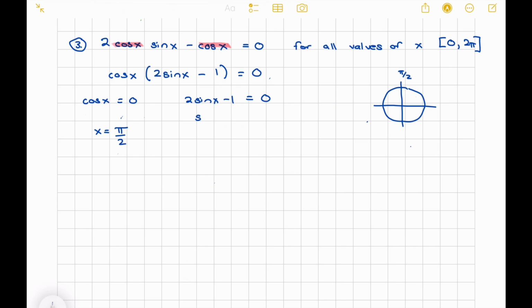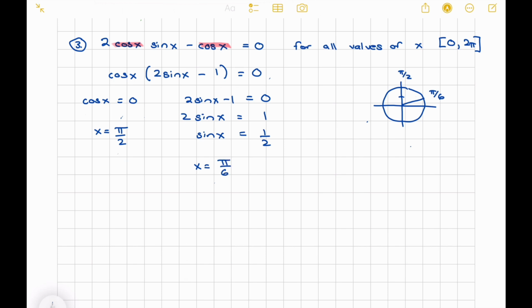Here, if I add 1 to the other side, the 0 becomes a 1. And if I divide by 2, I get 1/2. And I know that sine of x equals 1/2 right about here on this 30, 60, 90 degree triangle, where the angle here is pi over 6. So I also know that x equals pi over 6 is a solution.